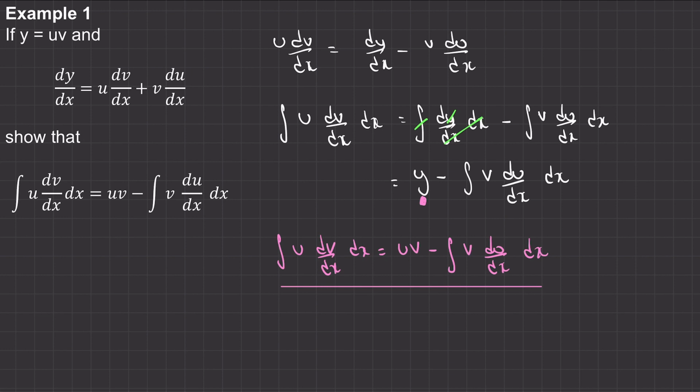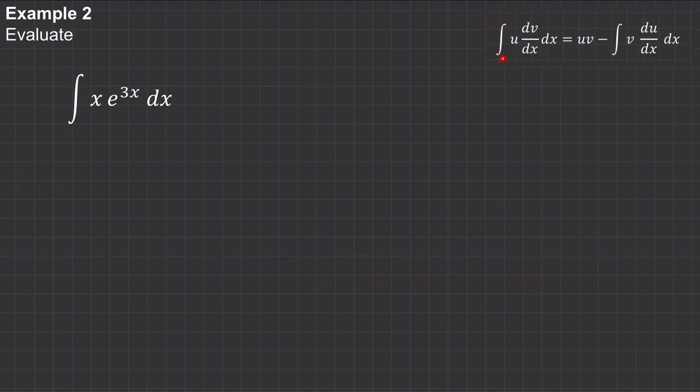So in example 2, I'm going to show you how to use this to integrate a complex function. So we've got a copy of this formula up here just in case we forget what we're doing. And this is the integral we've been asked to find, the integral of x multiplied by e to the 3x with respect to x. So can you see that we're going to let u equal x, and we'll let dv equal e to the 3x. And we have our dx term here.